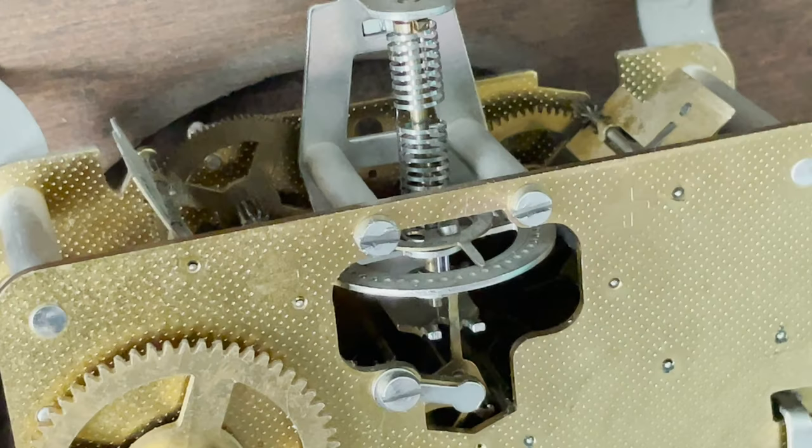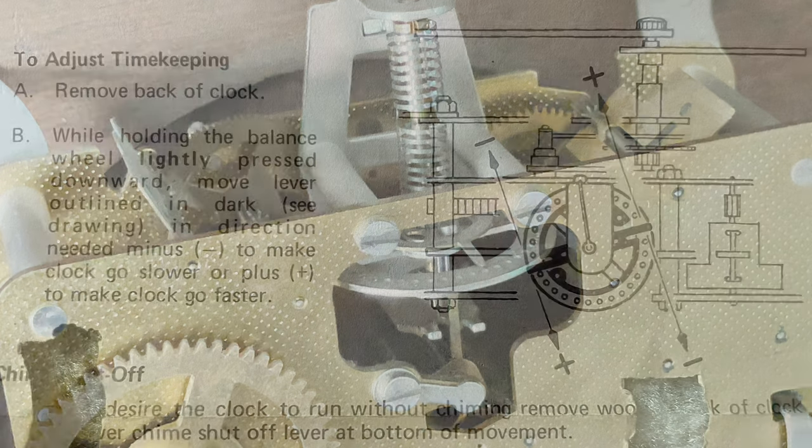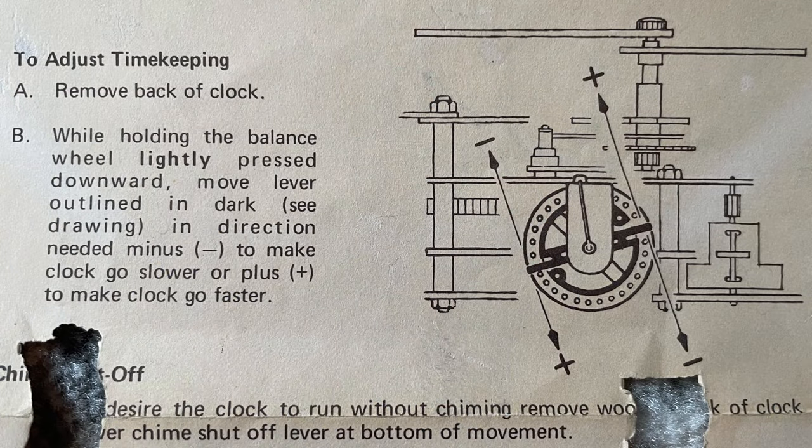The balance wheel assembly does come out. There's two screws here, and it can be removed, but you don't need to do that unless you're replacing it. These are very fragile, these little hair springs that are in here, and you just want to be careful when you work on these. According to the instructions, you'll want to move the lever either back towards the movement or towards you, depending on its location.